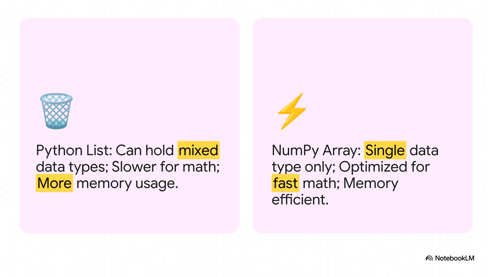A NumPy array, on the other hand, is like a mechanic's socket set. Every single tool in that box is a number, and they're all the same type. This one simple rule, that everything has to be the same, is its superpower. It's what allows NumPy to be incredibly fast and super memory efficient.